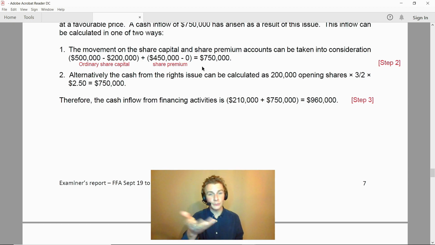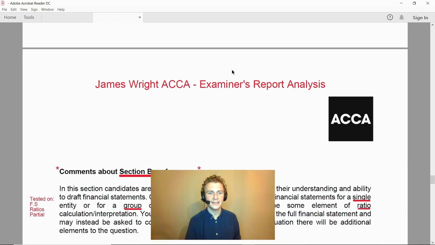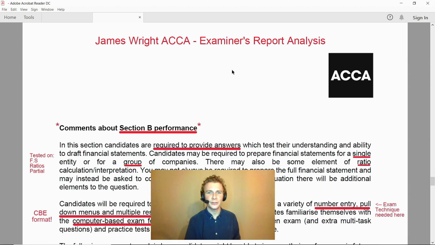You have also got the alternative one on there, where you've got the 200,000 opening shares at the start of the year, and then you do your fraction for the 3 for 2, multiplying it by the $2.50, which was the actual market value at the time. You're going to get the same answer. Then finally, step 3, adding the two together to get the total of $960,000. So that is really key as a result. Not too bad, but a bit harsh from the external examiner, I'd say. A bad mark in my eyes.